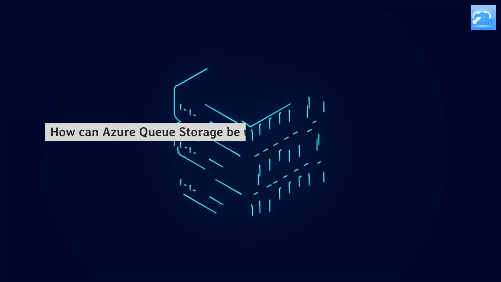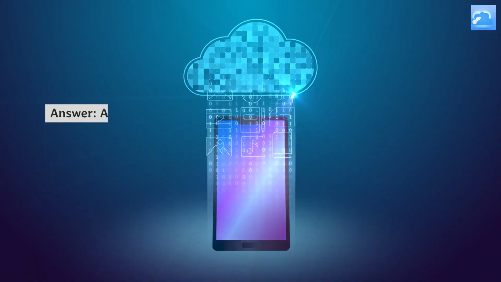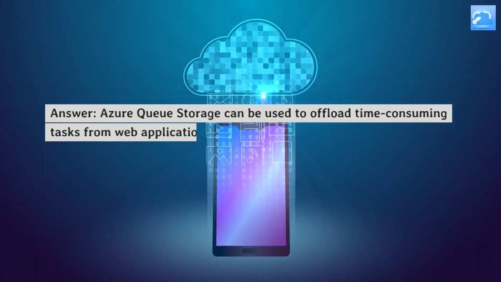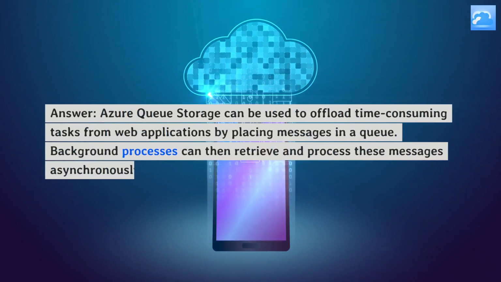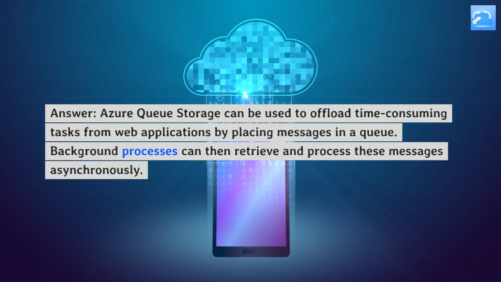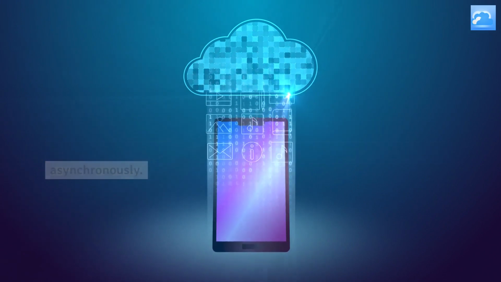How can Azure Queue Storage be used for background processing in web applications? Answer. Azure Queue Storage can be used to offload time-consuming tasks from web applications by placing messages in a queue. Background processes can then retrieve and process these messages asynchronously.